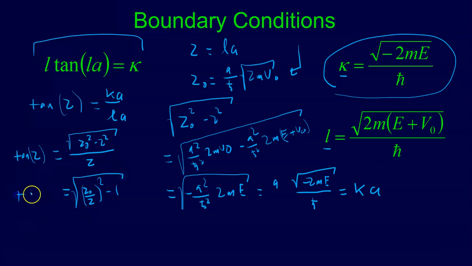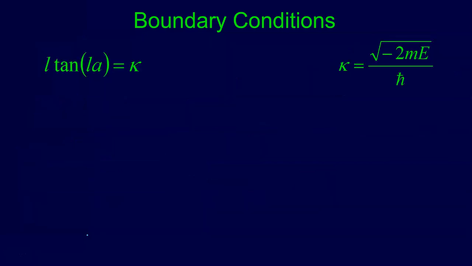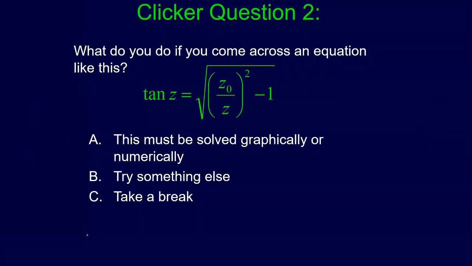And so we get tangent of z equals z0 over z squared minus 1. And so what you do now is you go through and solve this numerically. And so here's my clicker question on that. So what do you do if you come across an equation like this?